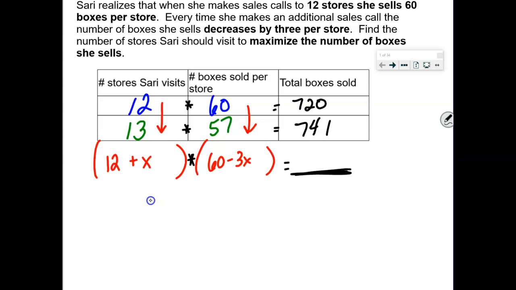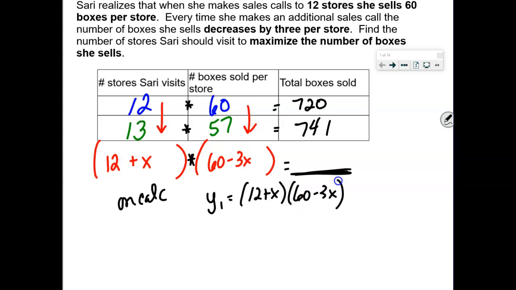So what we're going to do now is we're going to move to our calculator. And we're going to go to Y1, and we're going to type in exactly this. We're not going to simplify it. My calculator's cool. It doesn't matter if I simplify. 12 plus x quantity times 60 minus 3x. I'm going to pause the video while I get this all adjusted, and then we'll talk about window creation in a moment.